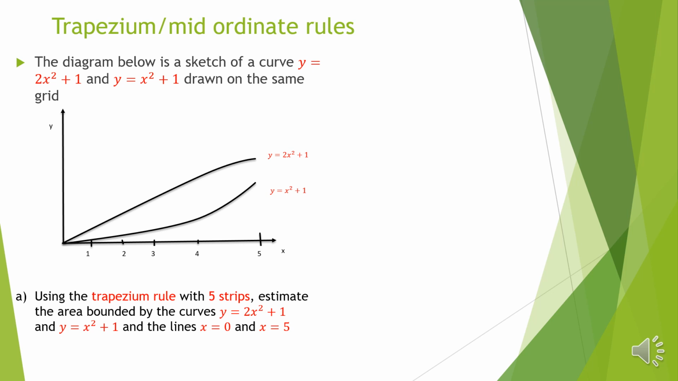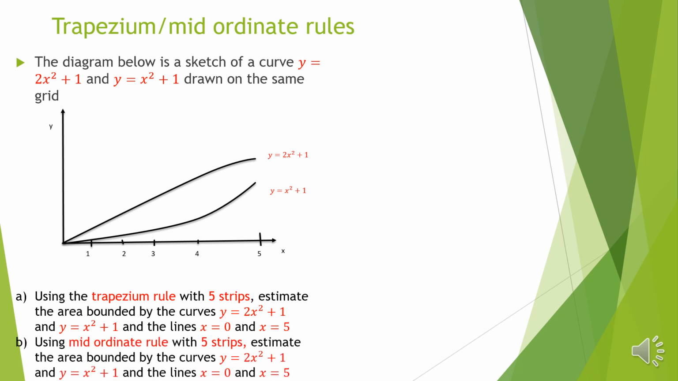Question 2 also goes that using the mid-ordinate rule with 5 strips, estimate the area bounded by the curves y equals 2x squared plus 1 and y equals x squared plus 1 and the lines x equals 0 and x equals 5. Now I'll start with the first one, that is the use of the trapezium rule.